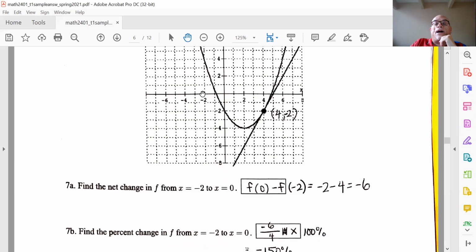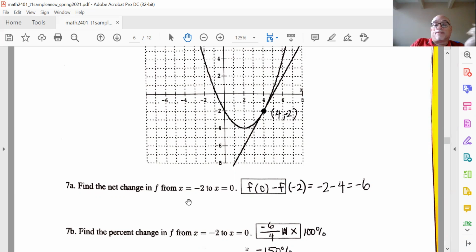As we move from minus 2 on the x-axis to 0 on the x-axis, notice the outputs from this function fall from 4 down to negative 2. So that means there's a net change of negative 6, right? The outputs fall by 6, okay?